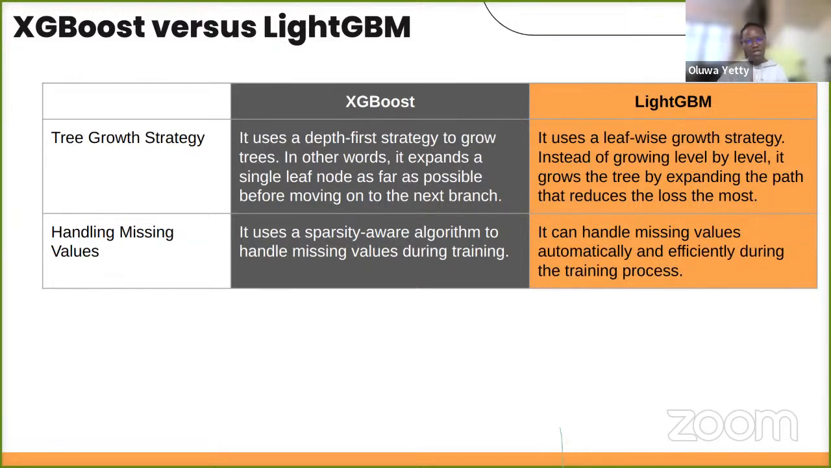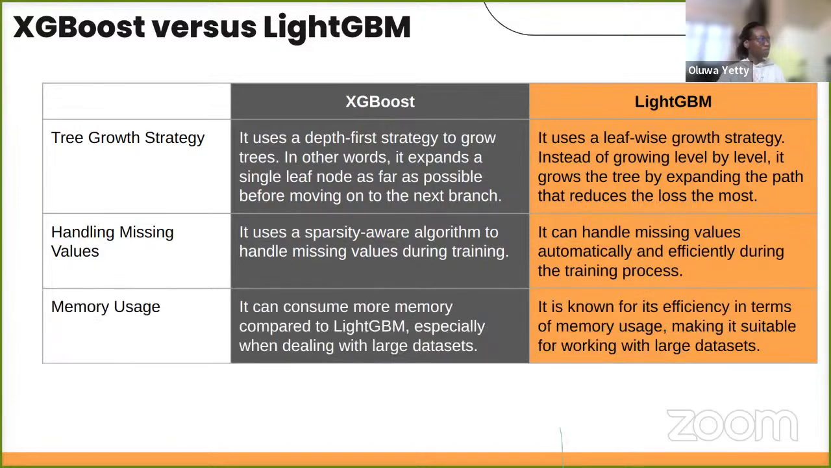And then for LightGBM, the algorithm has been built to, by itself, efficiently handle missing values during the training process. To be honest, I've not gone into details of how it does that. But unlike XGBoost, where you have to attach it to a particular sparsity aware algorithm, the way they've written LightGBM, it just handles missing values automatically.